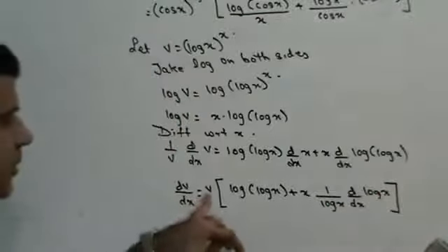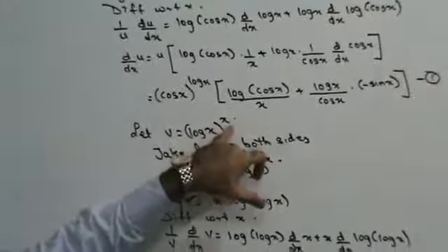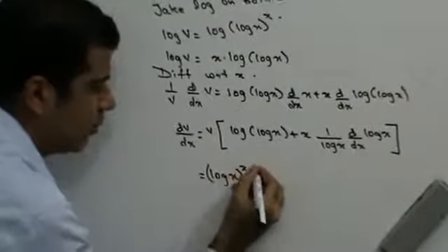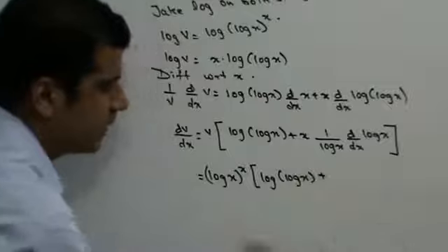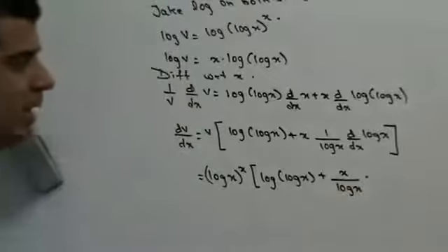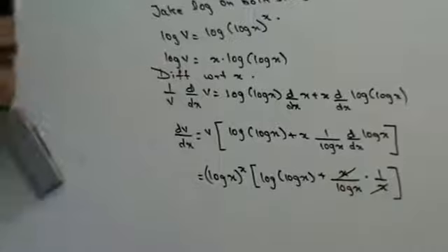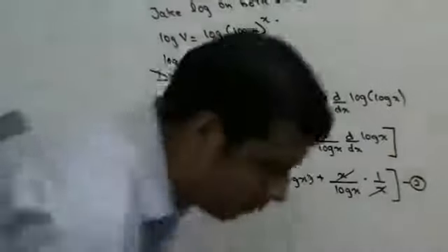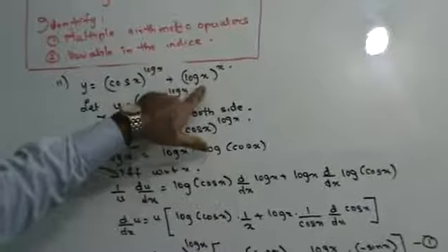Right? Resubstitute the value of v. The value of v is log x raised to x. Log x raised to x, log of log x plus x upon log x. D by dx of log x is 1 upon x. Cancel, cancel. Right? This is going to be your equation 2. Right? Once you have this, you have assumed this to be u, you have assumed this to be v.